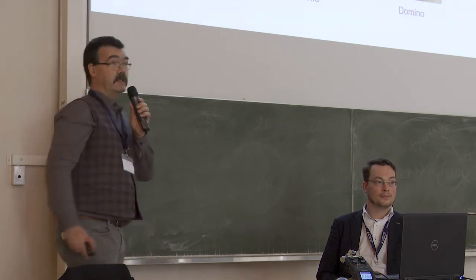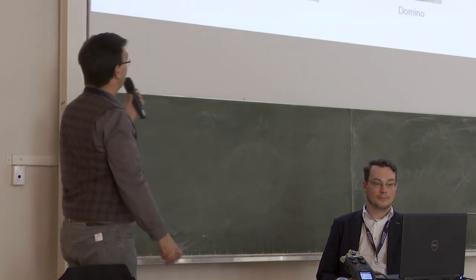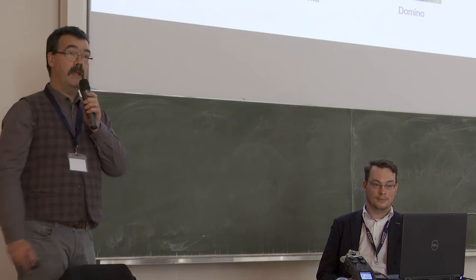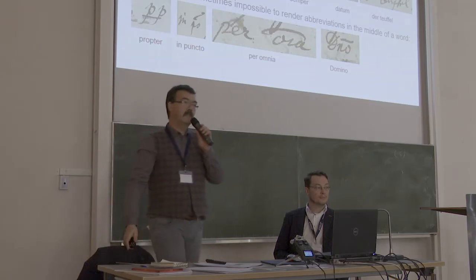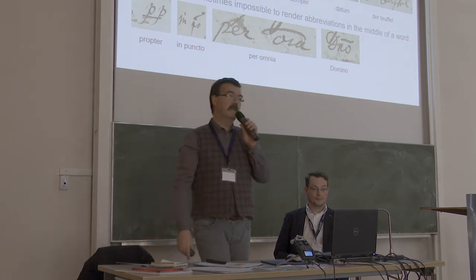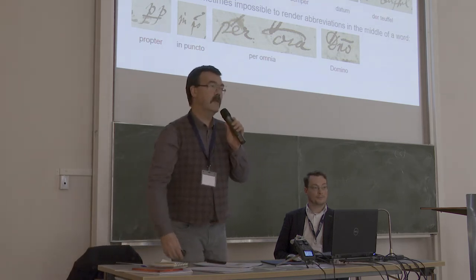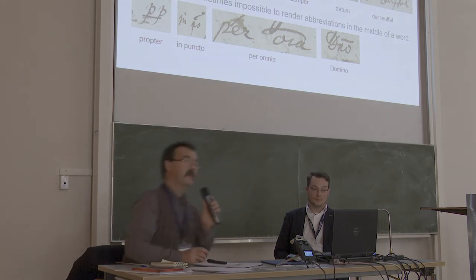What, in my opinion, doesn't work very well are inward abbreviations, complex abbreviations like this one. Everyone who works with Latin text knows this propter. That's difficult for the HTR. In puncto, that's a contraction. Contractions are not read very well with HTR. Omnia, the same thing. Or domino. In my experience, these abbreviations are not worth training. They do not occur very often in the text.